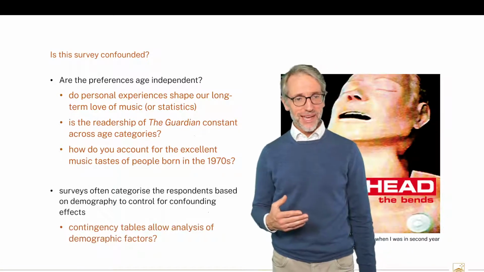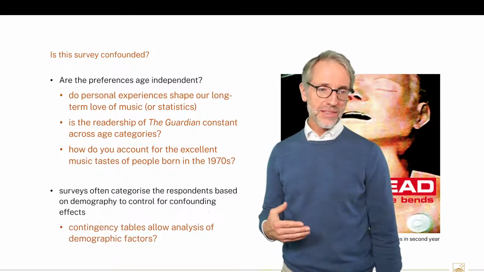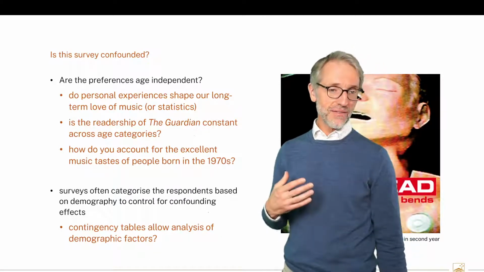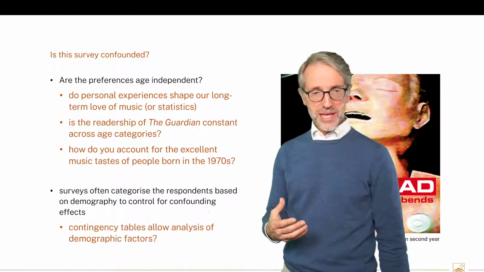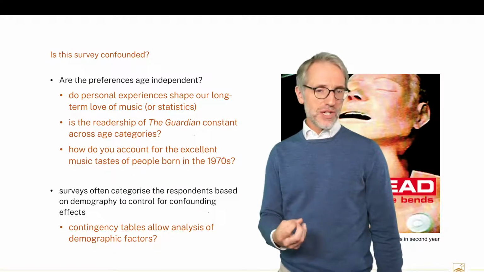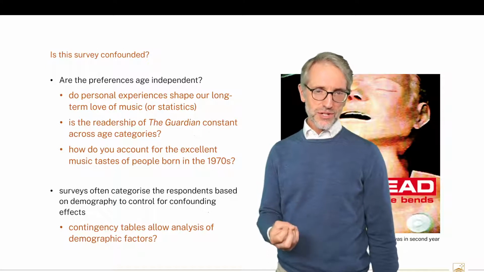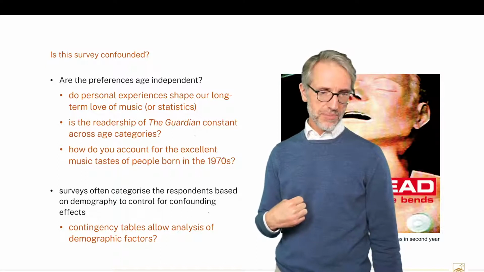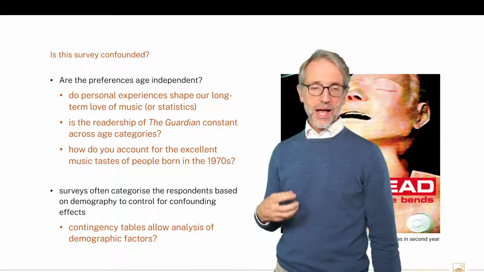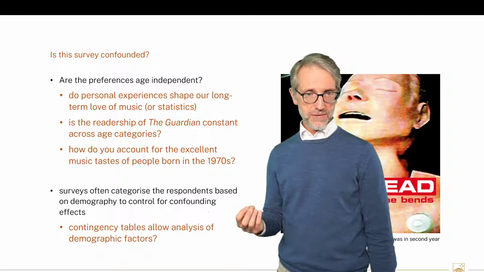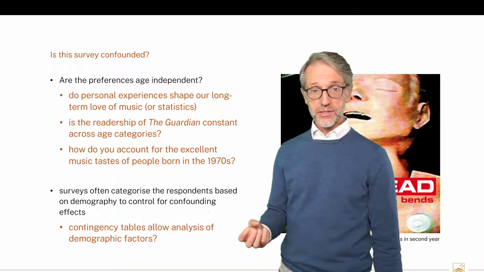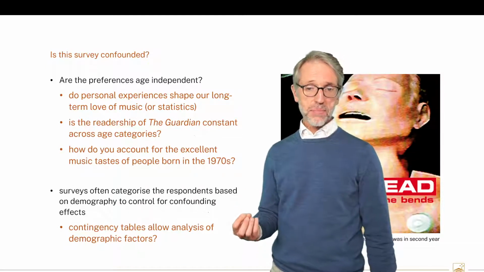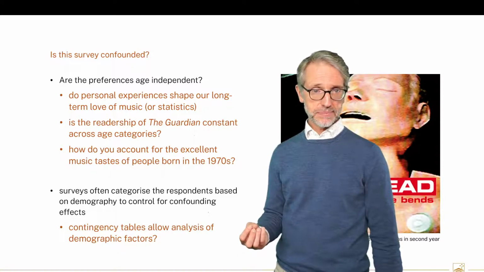We also need to be careful about the way that the surveys have categorised respondents. Surveys generally also, in addition to the responses themselves, draw demographic data. Those demographic data allow us to control for confounding effects, and contingency tables are the basis for analysing frequency data based upon demographic factors.